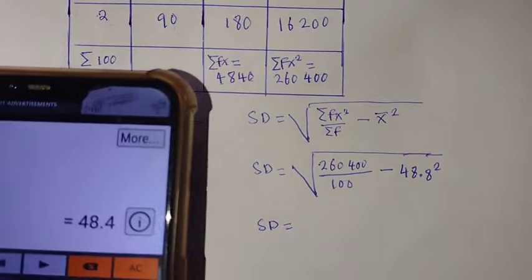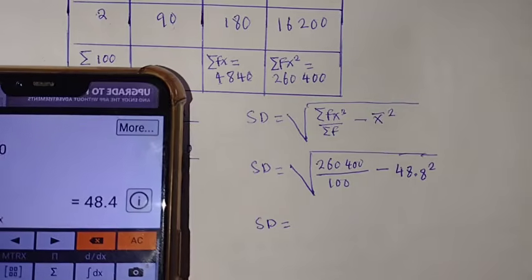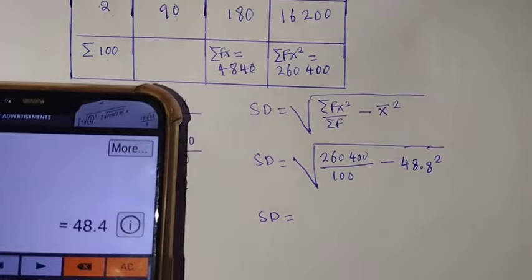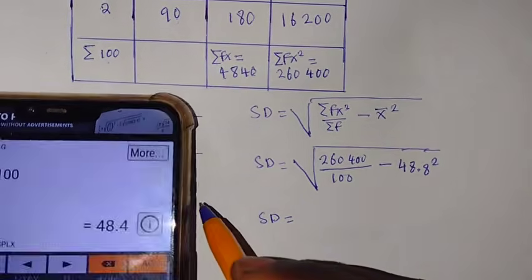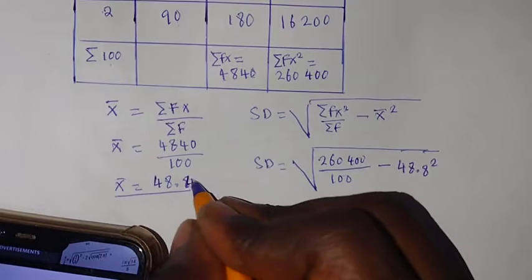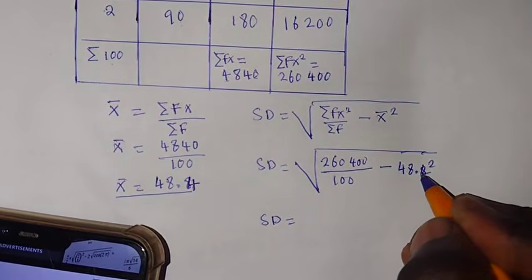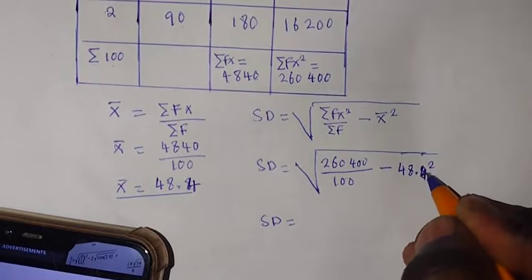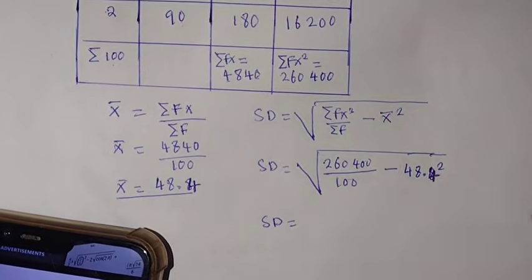Before we proceed, I've just noticed something here. On the mean, I wrote 48.8, so it's supposed to be 48.4. So this is supposed to be a 4. Make sure you notice this as well.